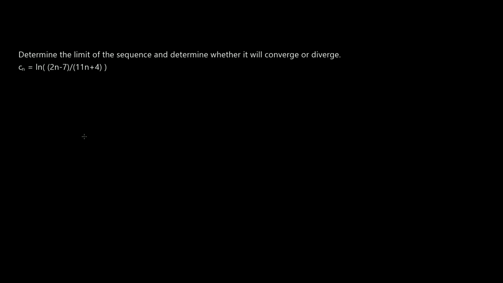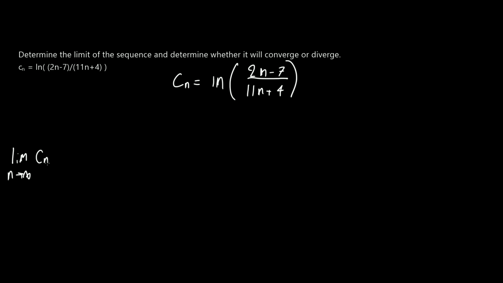So now take a look at this problem. Now we're dealing with a natural log. So let me begin by rewriting this. So we have the sequence c sub n equals the natural log of 2n minus 7 divided by 11n plus 4. So how do we deal with a natural log when we're talking about limits? So here we have the limit as n approaches infinity of c sub n, which is the limit as n approaches infinity of the natural log of 2n minus 7 divided by 11n plus 4.